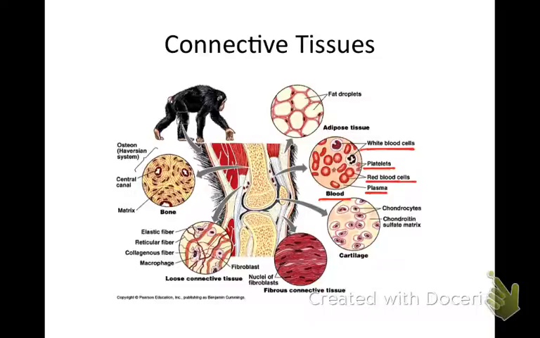So remember, red blood cells carry oxygen, and white blood cells are your immune system. They go in and go after bacteria and viruses trying to beat you up and get you sick. And then, of course, platelets are there to patch up wounds.